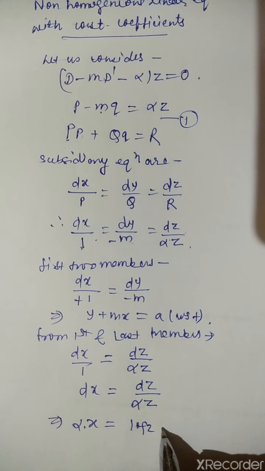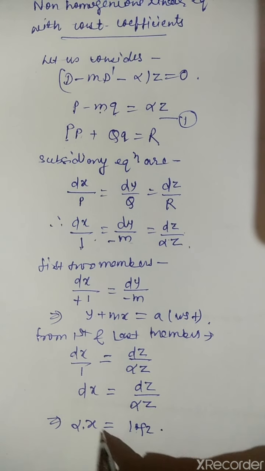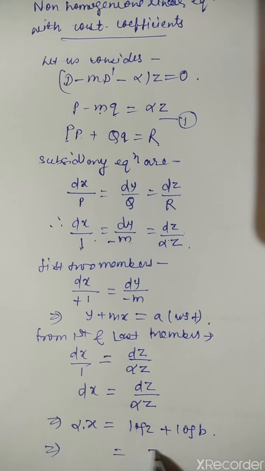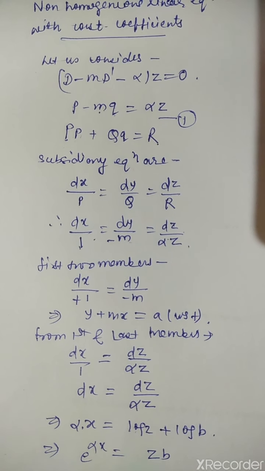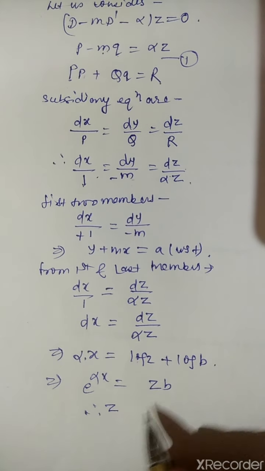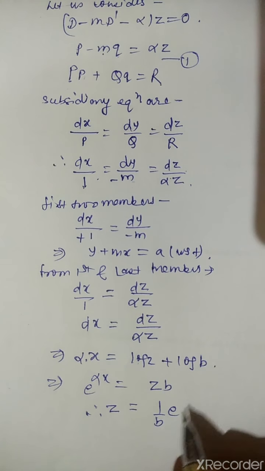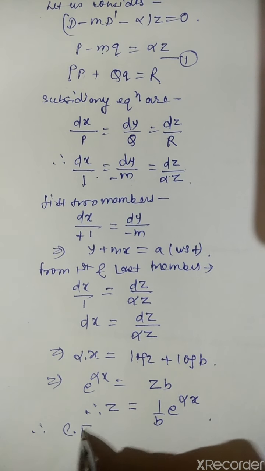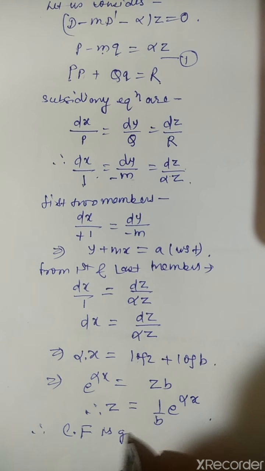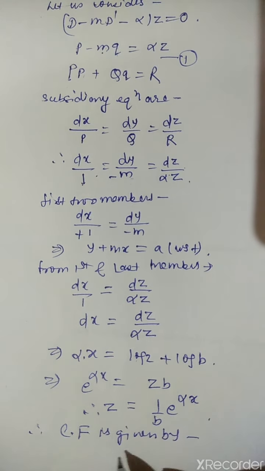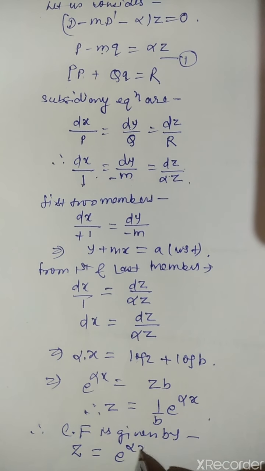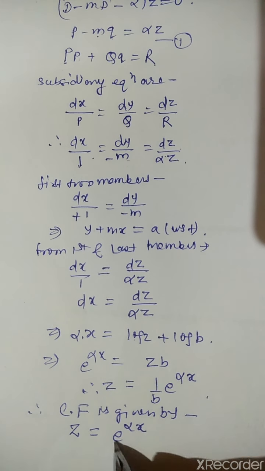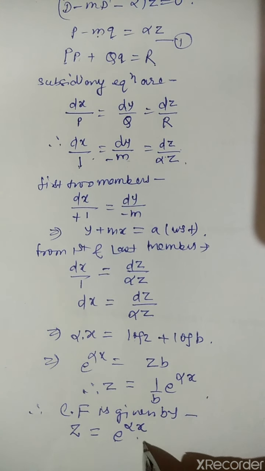say let us take the constant to be log b. So here we have z into b = e to the power alpha x, and therefore z = (1/b) e to the power alpha x. Therefore its complementary function is given by z = e to the power alpha x.